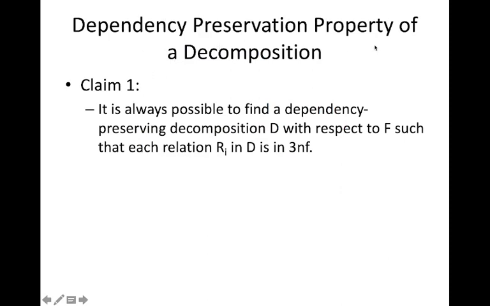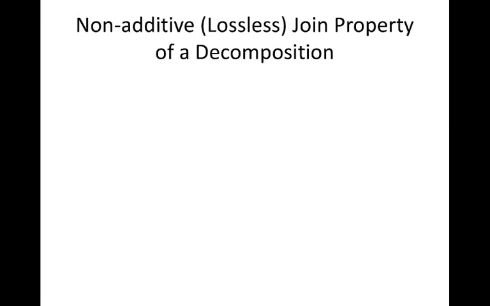Now, regarding the dependency preservation property of a decomposition, there is a claim. It is always possible to find a dependency preserving decomposition D with respect to F such that each relation Ri in D is in 3NF. That is, we can always normalize to third normal form satisfying the dependency preservation property. But when we try to normalize to BCNF, we cannot guarantee the dependency preservation property.